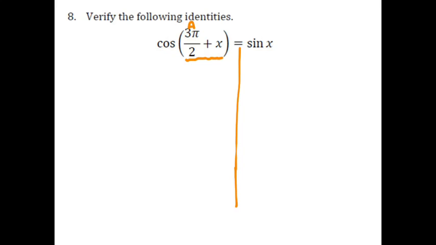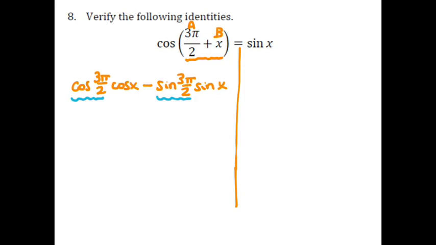When I use that identity, 3 pi over 2 is going to be my A, x is going to be the B. So I'm going to get cosine of A, which is 3 pi over 2, times cosine of B, which is x, minus sine of A, so sine of 3 pi over 2, times sine of B, or in our case, sine of x. Now that I've done this, we want to substitute in unit circle values for cosine 3 pi over 2 and sine 3 pi over 2.